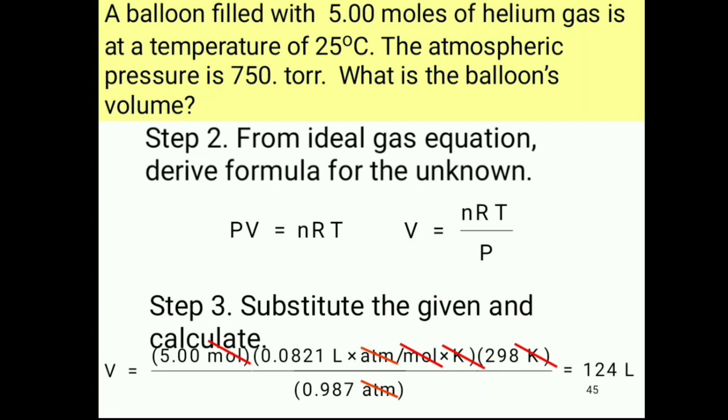Cancelling the units, we have liter left. So 5 times 0.0821 times 298, dividing the product by 0.987, the answer will be 124 liters.